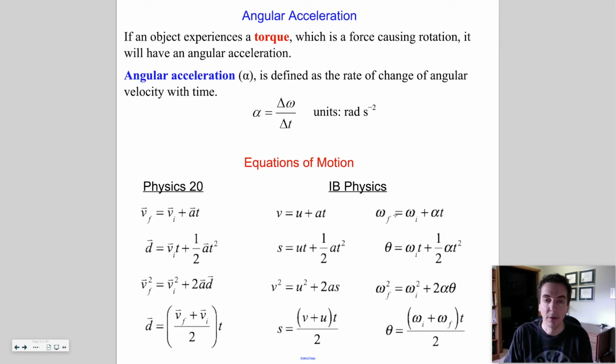So basically, if you choose to look over your word problems for your data sheet, they're going to be very, very straightforward. It's going to be very much like the kinematics word problems you got for linear situations, but instead you're going to be dealing with angular final velocity, angular initial velocity, angular acceleration, and angular displacement. But it's the same equations, so it's pretty straightforward.